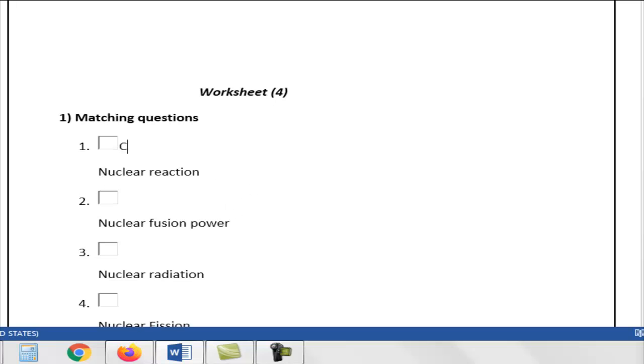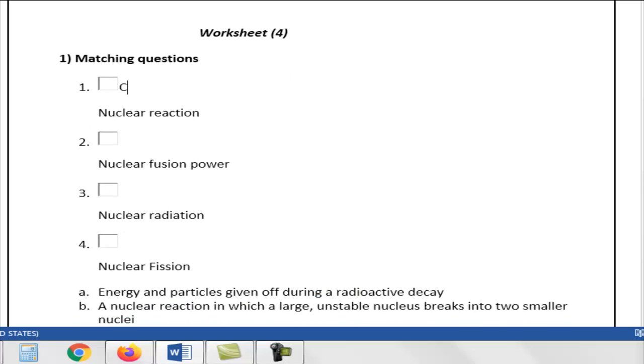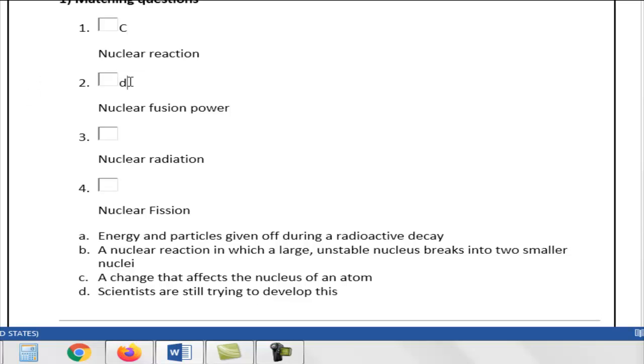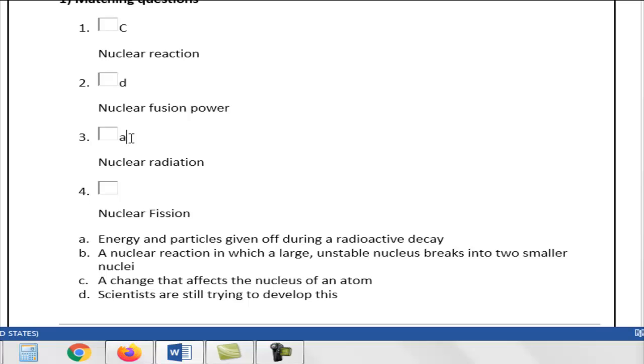Number 2, nuclear fusion power. It will be D. Scientists are still trying to develop this. So it will be D. Number 3, nuclear radiation. Energy and particles given off during radioactive decay. So number 3 will be A. Number 4, nuclear fission. It will be B. A nuclear reaction in which a large unstable nucleus breaks into two smaller nuclei. So number 4 will be B.